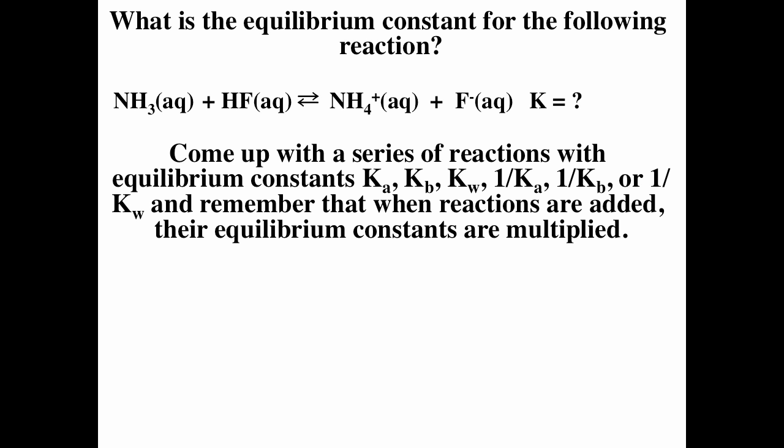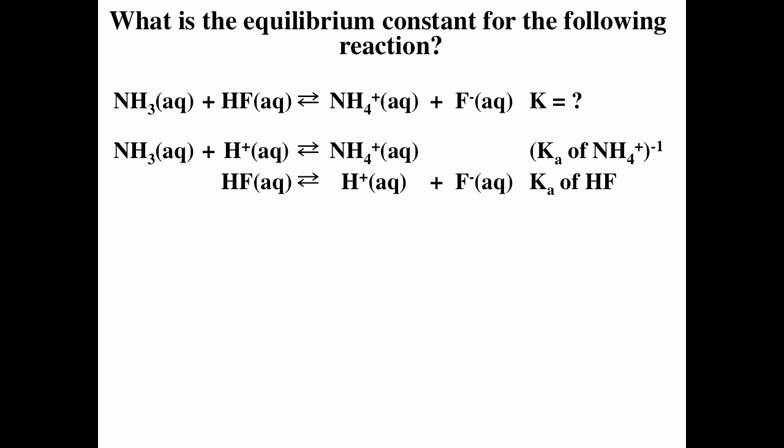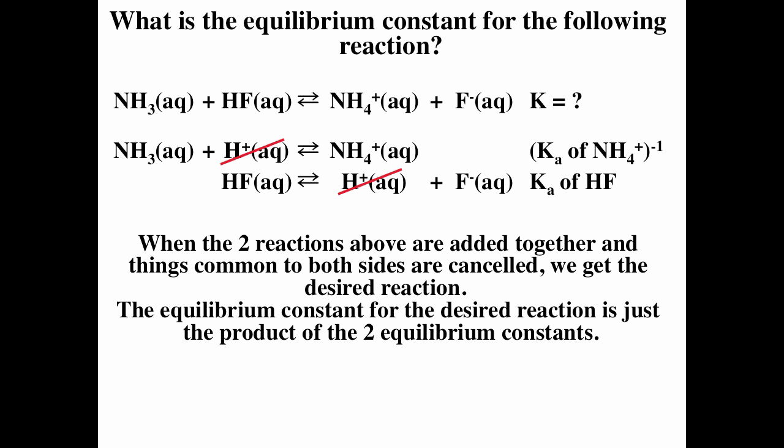But what we can do is try to figure out a series of reactions that, when we add them up, come to the reaction that we're forming. And so if we notice that we have the ammonium ion, then maybe we should think about the reaction corresponding to 1 over Ka of the ammonium ion. And we see we have HF, and so maybe we should think about the reaction corresponding to the Ka of HF. And so now if we add these two reactions, the things on both sides will cancel, the hydrogen ions, and we'll actually get the reaction on top. When you add reactions, you multiply the corresponding equilibrium constants. And so if we add these two reactions, we multiply the Ka of HF times 1 over Ka of ammonium ion, and that's going to be the equilibrium constant for the top reaction.